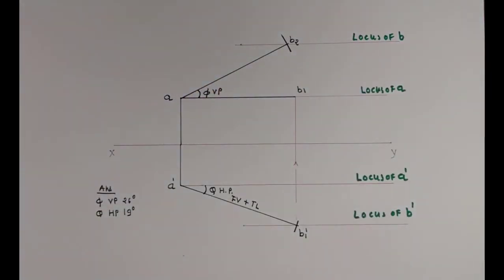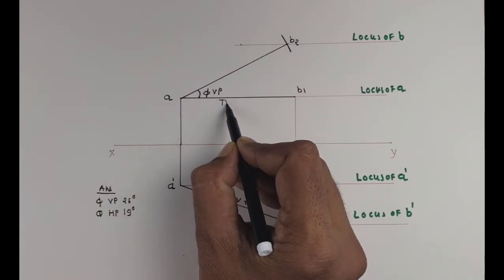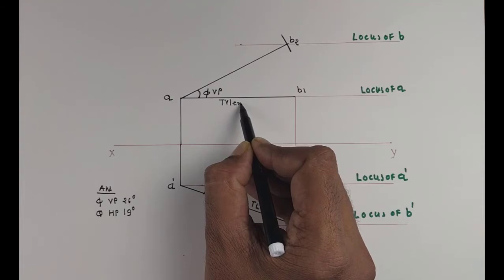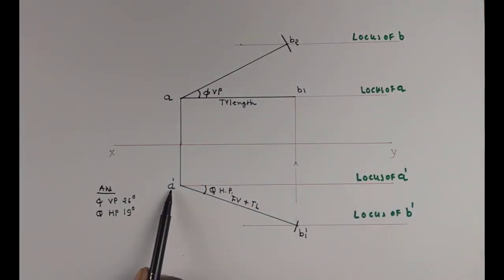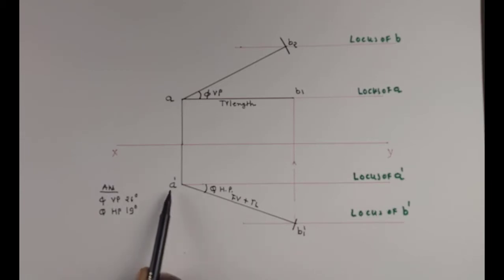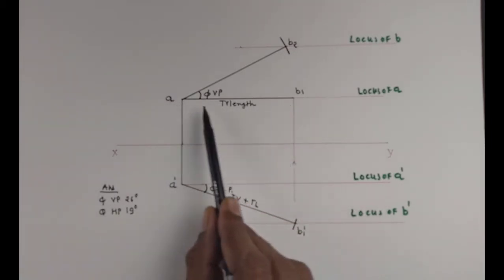Now the horizontal distance, when I join the points A B1, is called the top view length. So here understand, when your line is inclined to HP, the elevation is true length, but the plan, the top view, is parallel to XY with top view length.